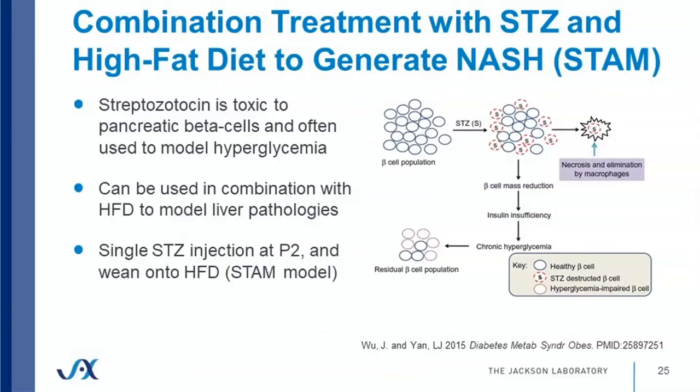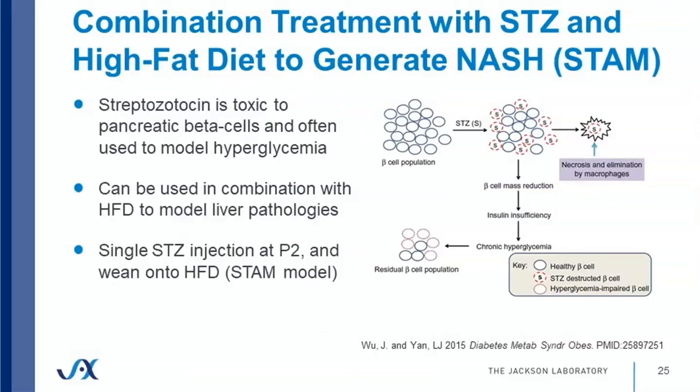One other model I did want to mention due to its increasing popularity is what is often called a STAM mouse. This model uses the C57 Black 6J strain and treats mice at postnatal day 2 with 1 dose of streptozotocin. For those of you who may not be familiar with STZ, it's toxic to pancreatic beta cells and is often used to generate models of hyperglycemia.